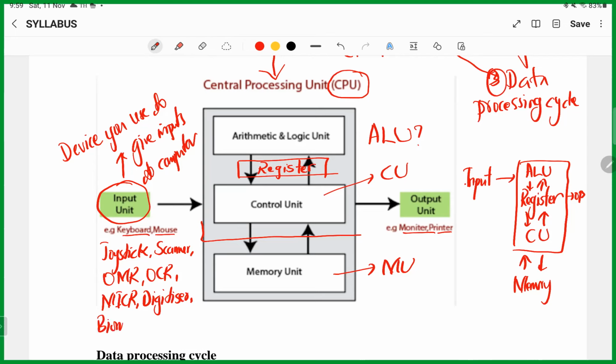For your Aadhaar card, you give biometrics through an input unit. Basically, your iris scan and all those. Then we have digital camera. These are some of the examples. Trackball. Trackball is used in navigation and all those.